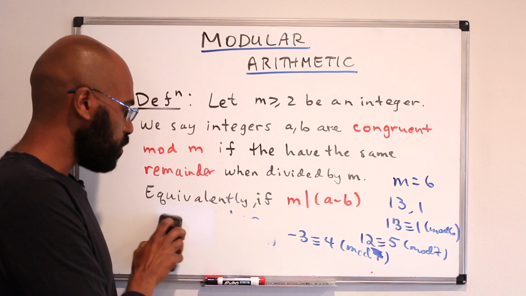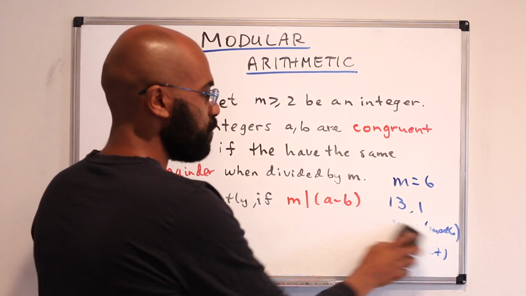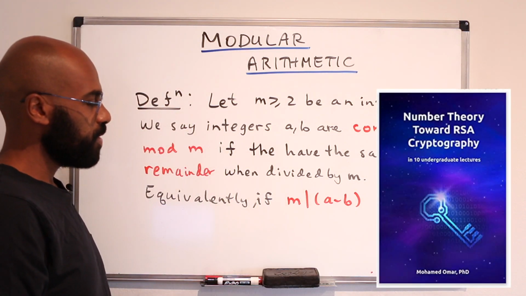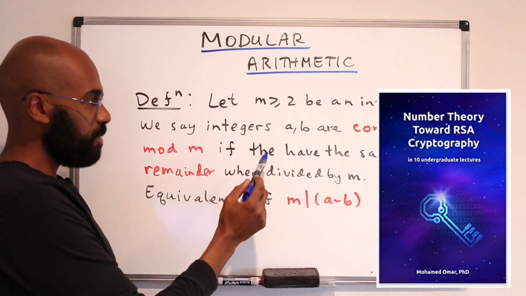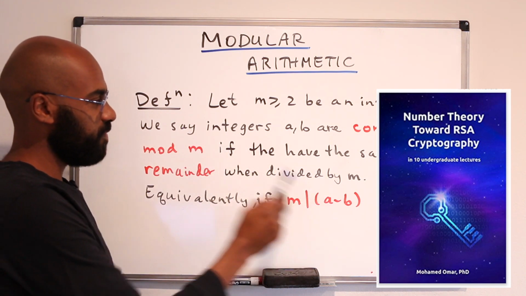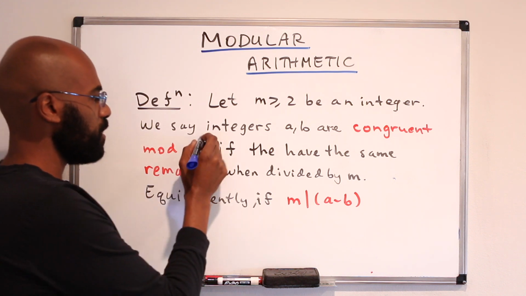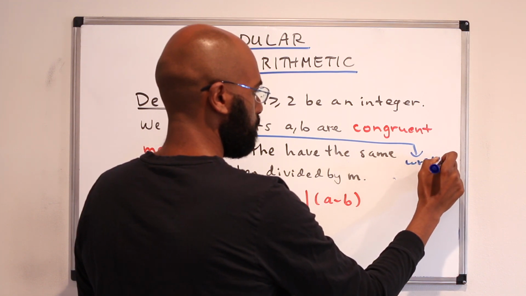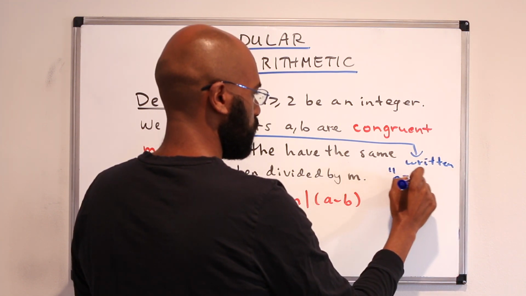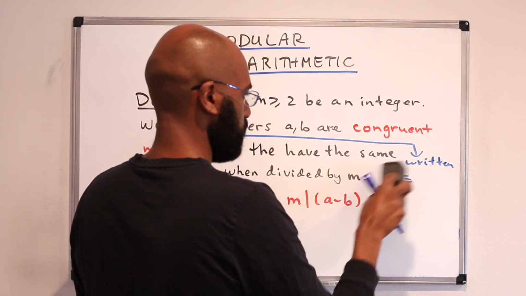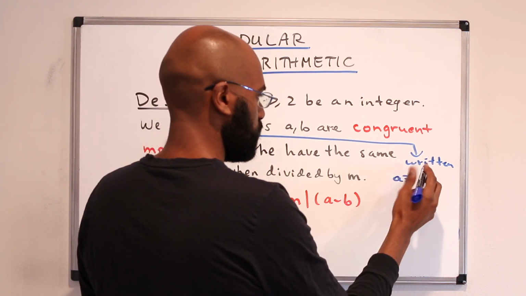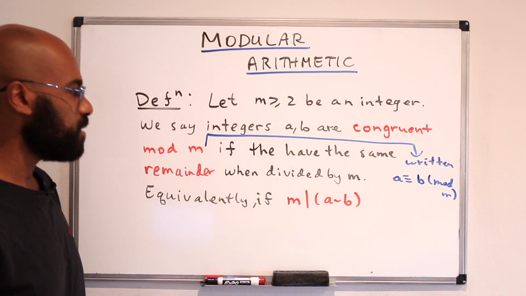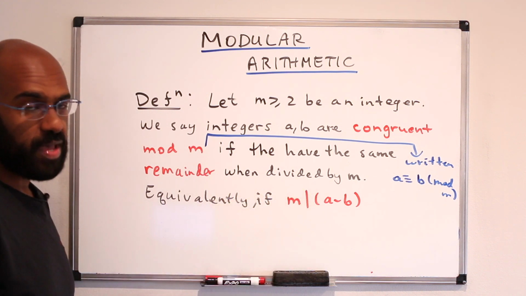Okay, so another way to word this that's equivalent, and that we actually bring up in the book that this series of lectures is based on, is that a and b are congruent modulo m if m divides a minus b. Okay, so I want to write a note here actually, that this is written as a is congruent to b mod m. And an equivalent way to talk about this is that m divides the difference of a and b.